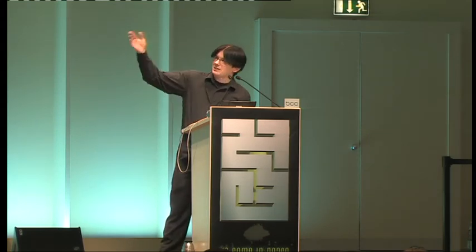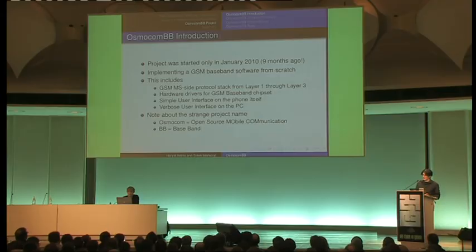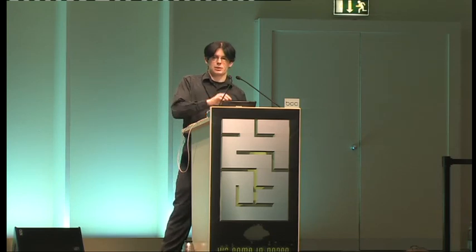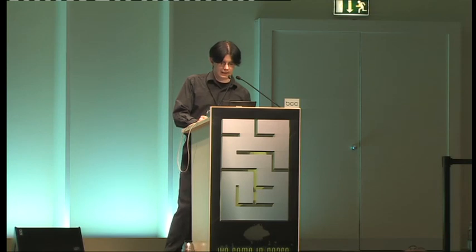So the name, by the way, is Open Source Mobile Communications Baseband. No questions about that. As for the software architecture, we reuse code from OpenBSC whenever possible. After all, we already have an open source implementation for the network side of the protocol stack. So we split the generic part into a library called libosmocore, the open source mobile core library, which we use both for the telephone side and for the network side of the GSM stack.